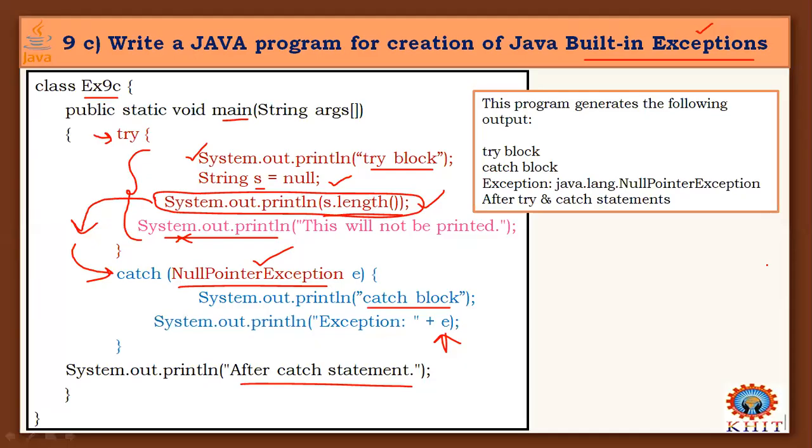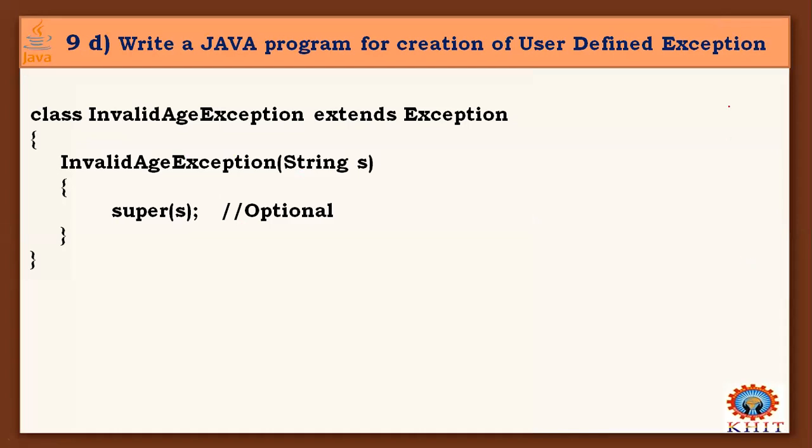Next one, user defined exception. This is important. User defined exception. So I'm going to define one class with the name InvalidAgeException that extends the Exception class. This is the parent class to all the exceptions.